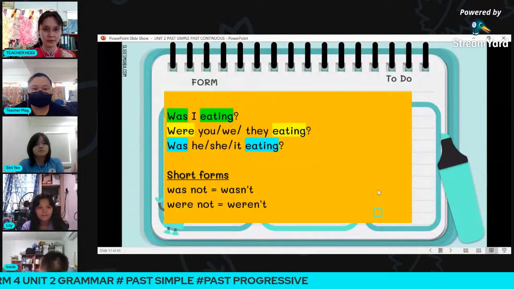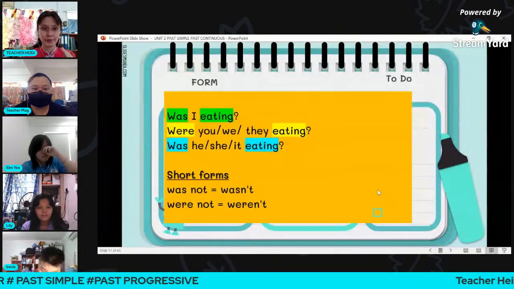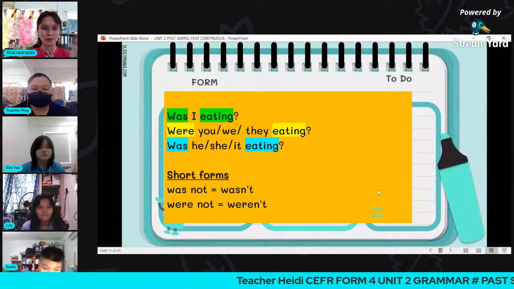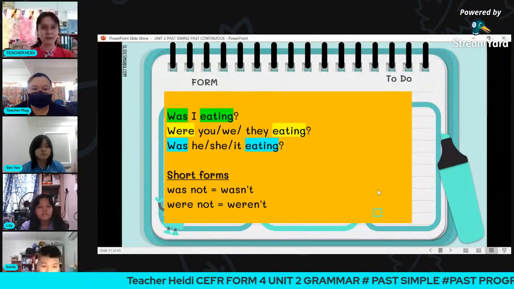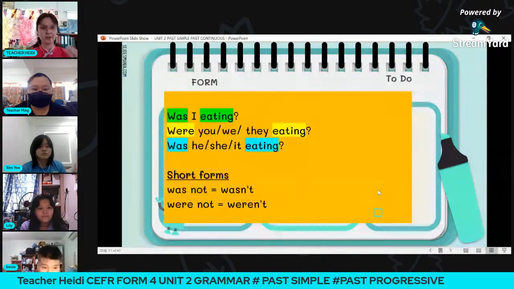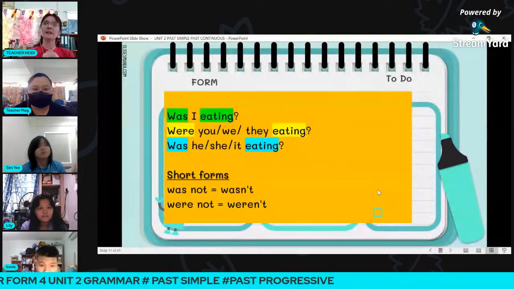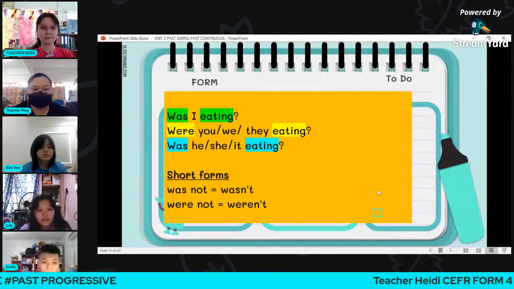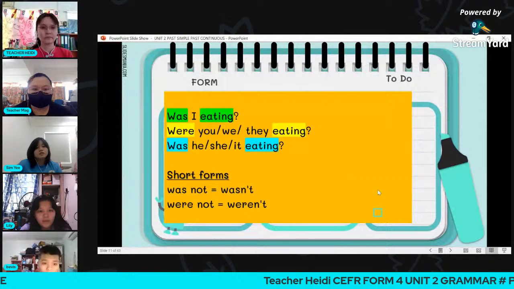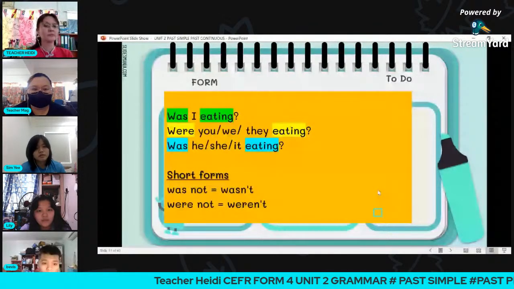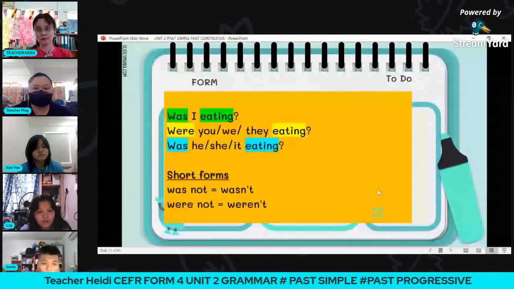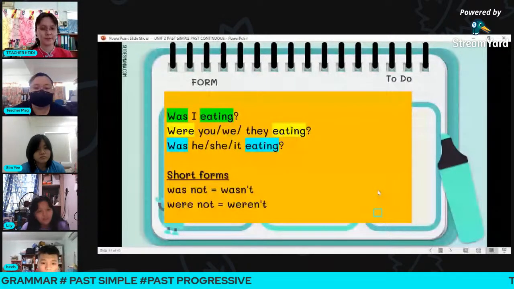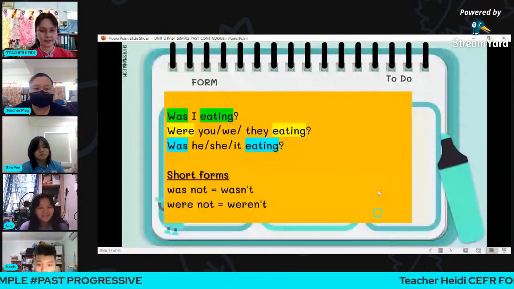Okay, now let's move on. This is the question form. I think by now you should be very familiar that CEFR always gives you these three forms: either the affirmative one, then the negative, and the question. Okay, let's have Lily. Can you read this question for teacher? Okay. Was I eating? Were you, we, they eating? Was he, she, it eating? Short forms: was not, wasn't; were not, weren't. Yes. Okay.